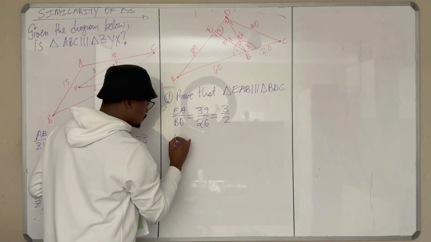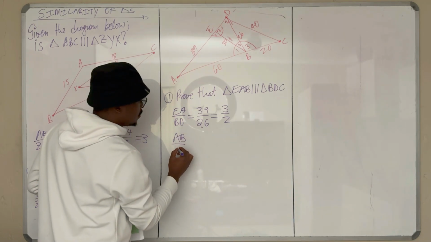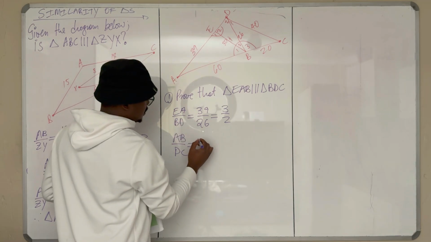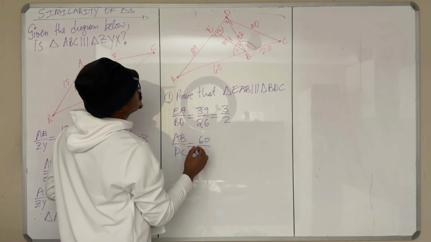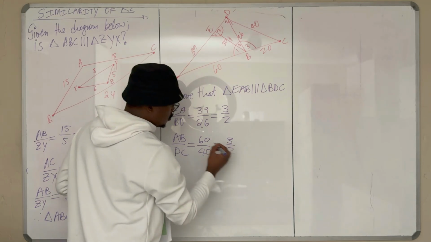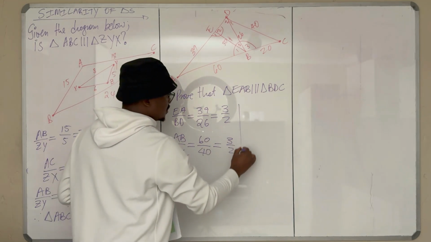Go to AB over DC. What is your AB? AB is 60. What is your DC? 40. This is 3 over 2, right? Yes. Let's go to the third one.